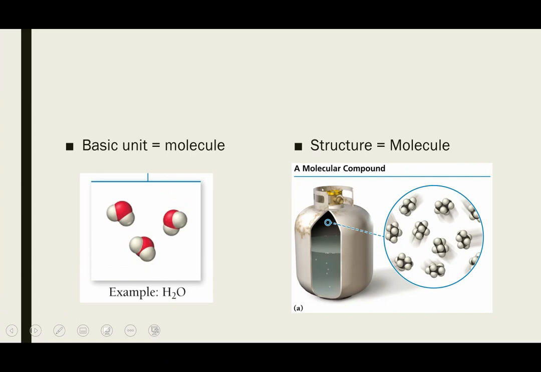So the basic unit of a molecular compound is the molecule. And unlike ionic compounds, molecules don't get together to form one giant structure the way that happens in ionic compounds. They just stay individual molecules.